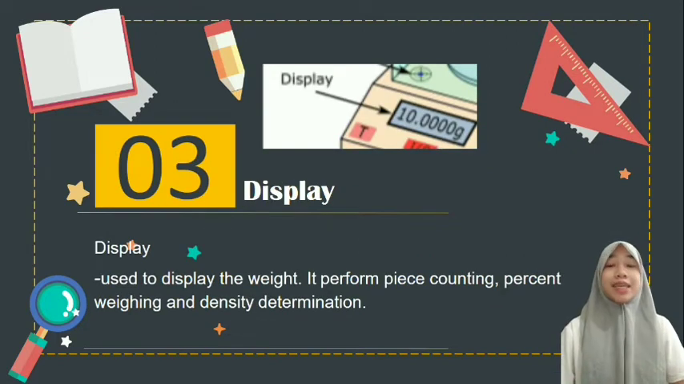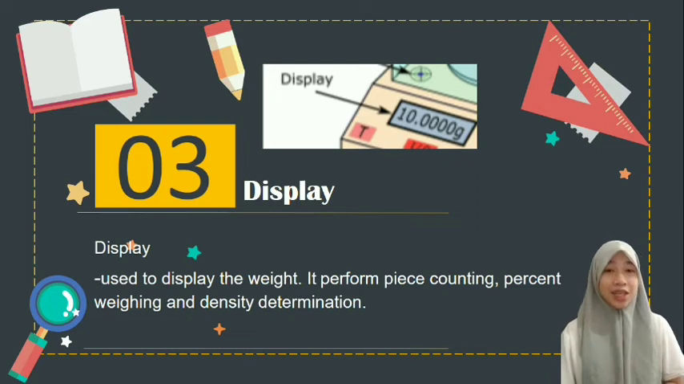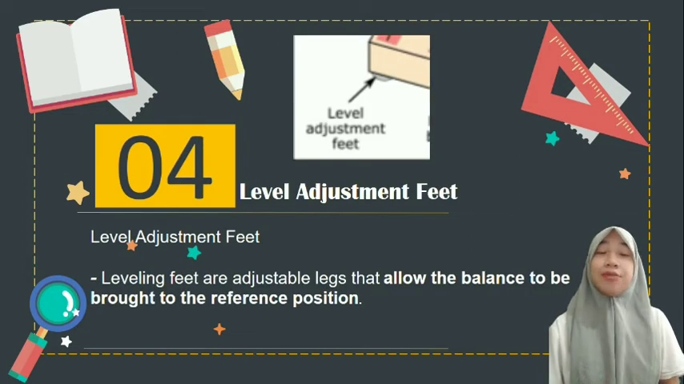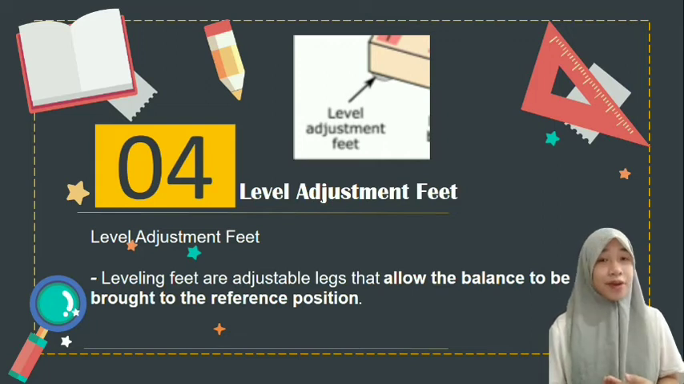Then the third one is the display. The display is used to display the weight. It performs piece counting, percent weighing, and density determination. We have also the level adjustment feet. Leveling feet are adjustable legs that allow the balance to be brought to the reference position.